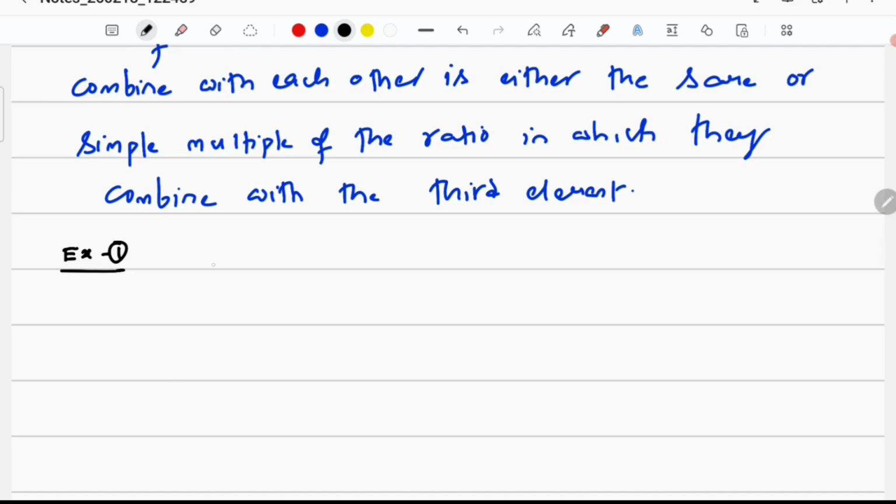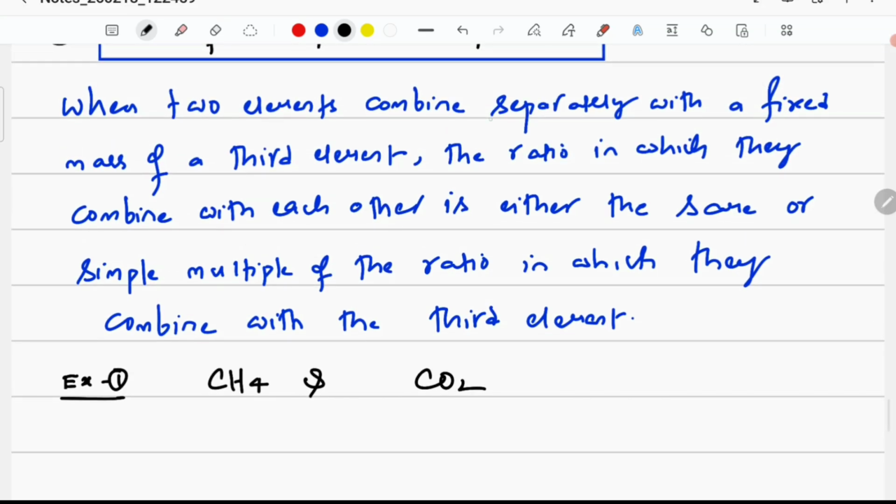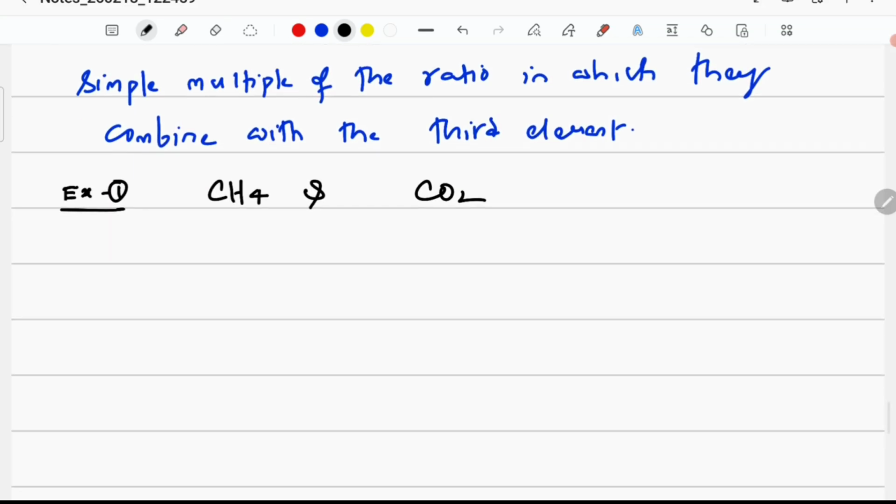Here I am taking methane as well as CO2. See the question. When two elements combine separately with a fixed mass of a third element, which is the fixed mass here? First you find it. Carbon is 12 grams and hydrogen is 4 grams, directly mentioned here clearly. Carbon is 12 grams, oxygen is 32 grams. Which is fixed now? Here see, carbon mass is fixed.